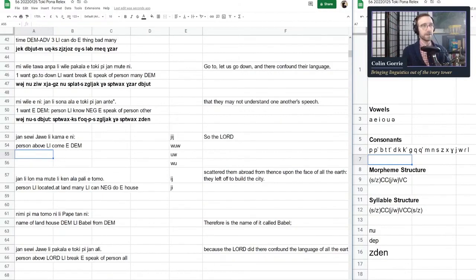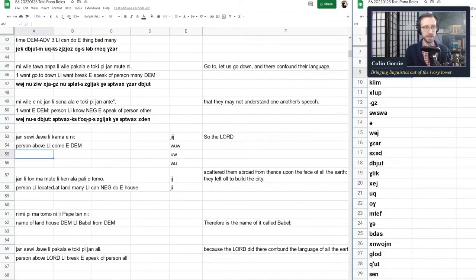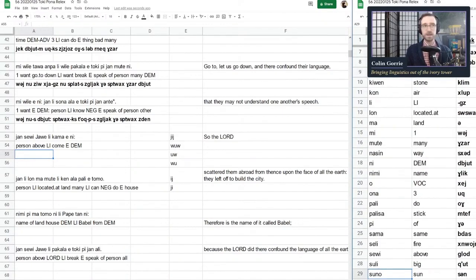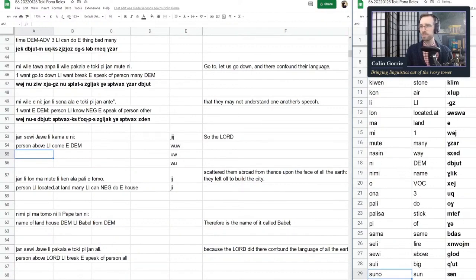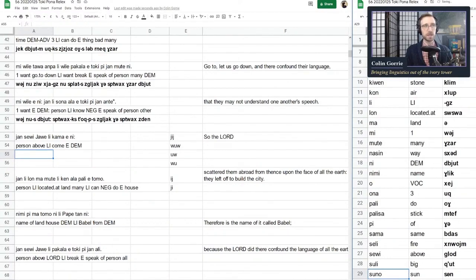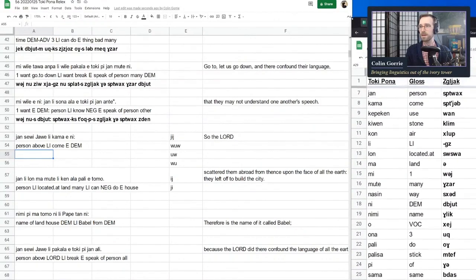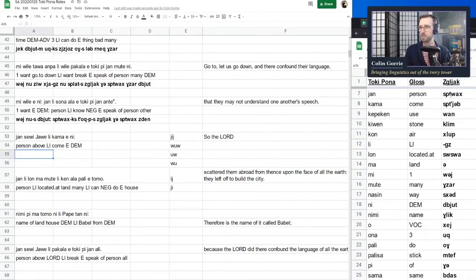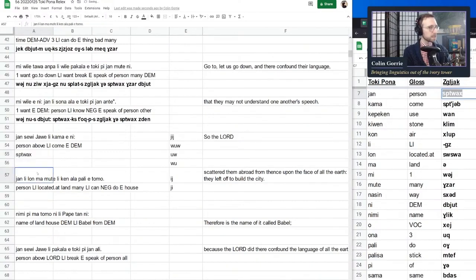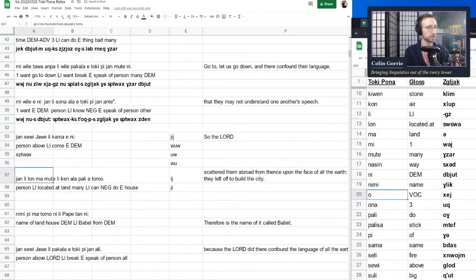So I'm going to bring up the vocabulary. Do we have enough room? We do. Okay, so maybe move down there. There we go. Jan, we have sptwach. So let's get that in here. Sptwach sewi, above is glod. Sptwach glod. And then we have a li, which is going to be gz.